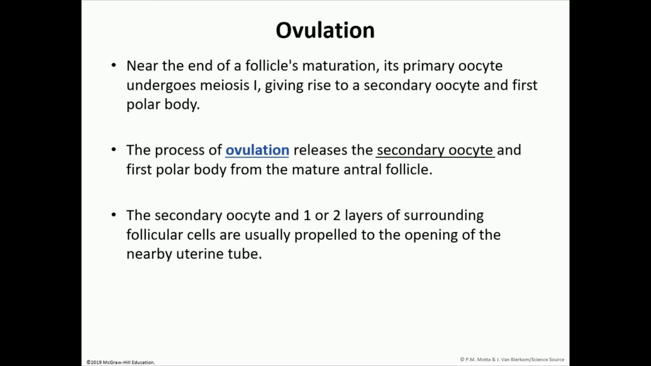Now for the process of ovulation, near the end of a follicle's maturation, we mentioned that already, the primary oocyte will complete meiosis 1 and become a secondary oocyte. Like I said, at ovulation, the secondary oocyte is what is released, surrounded by the zona pellucida and the corona radiata. But the secondary oocyte will not undergo the second meiotic division unless fertilization happens.